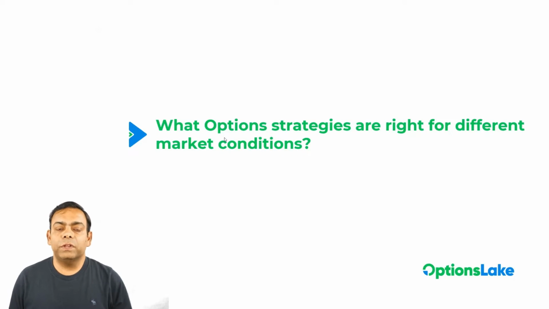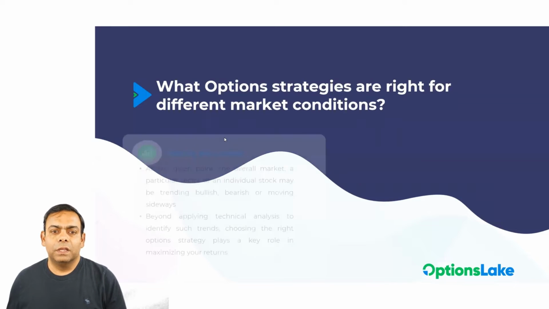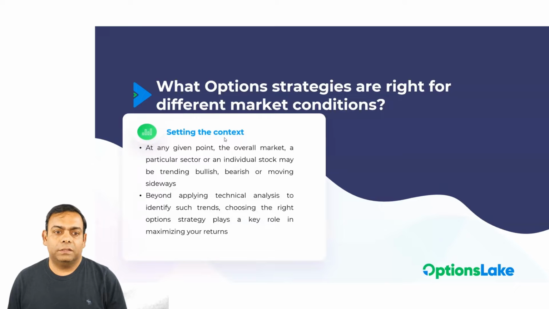Hello everyone. In this video, I'm going to talk about what option strategies are right for different market conditions. So let's first set the context. At any given point in time, we know that the overall market or any sector in the market or any stock in any of those sectors can trend bullish, bearish, or sideways moving.